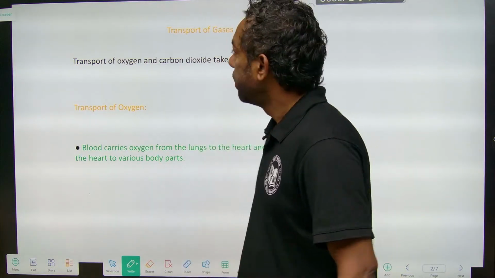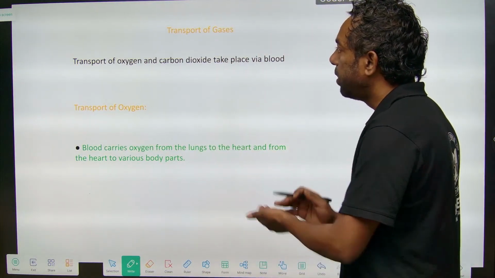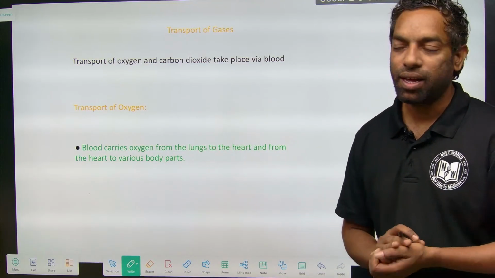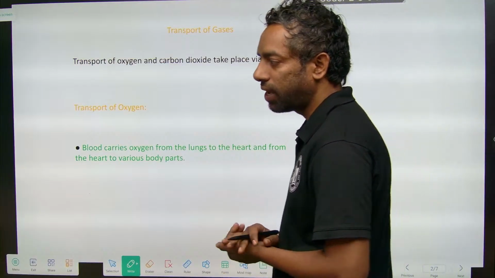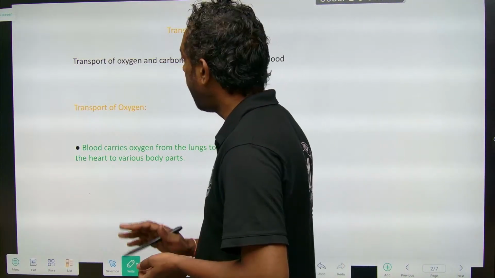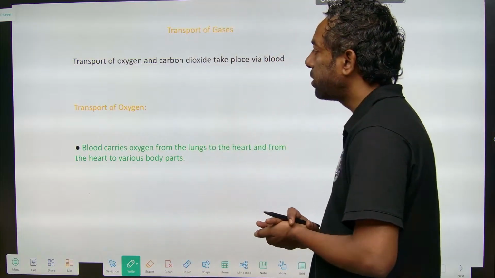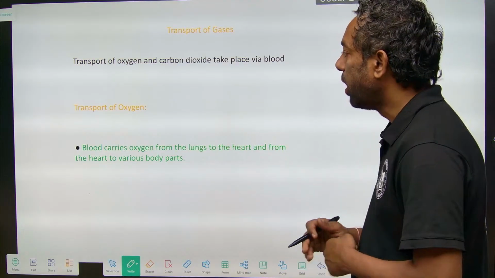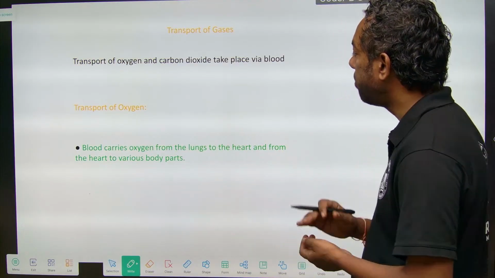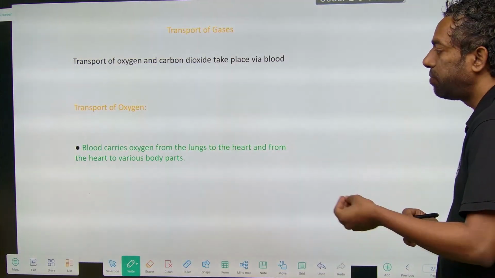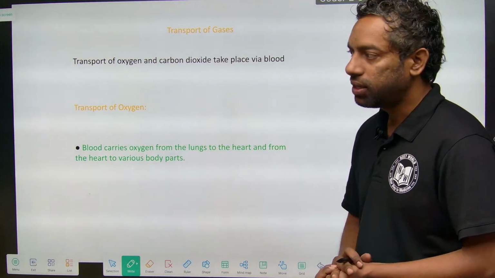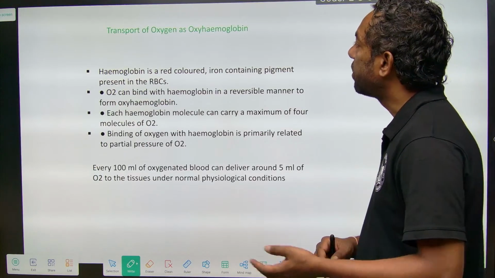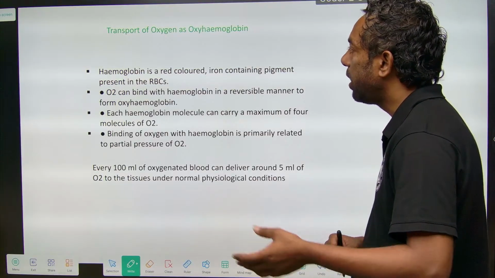Transport of gases, oxygen and carbon dioxide, takes place via blood. Blood is the medium which transports the gases, and mainly oxygen and carbon dioxide we are going to discuss in this session. The blood carries oxygen from the lungs to the heart, and from the heart to the body parts, as oxyhemoglobin.